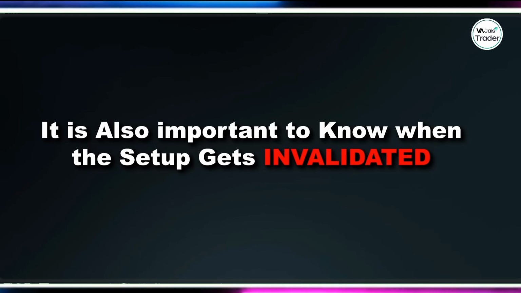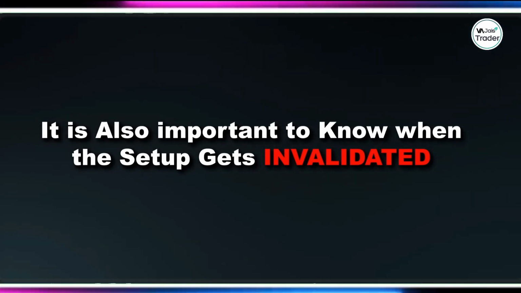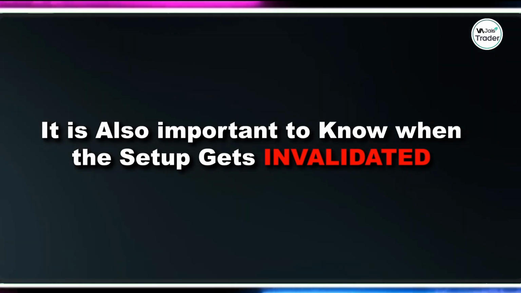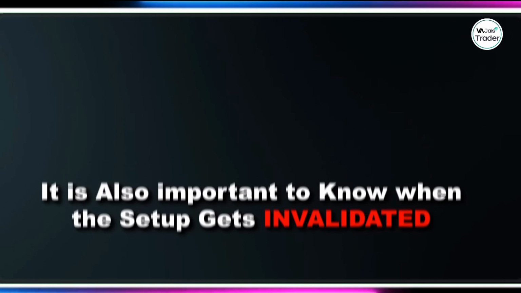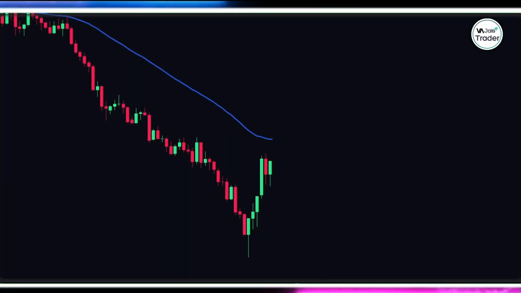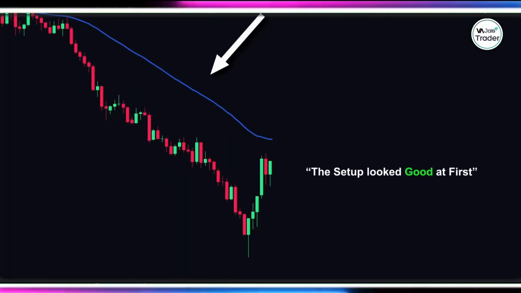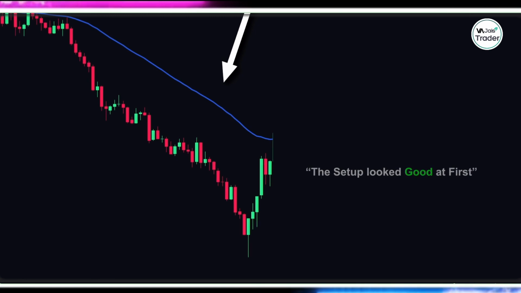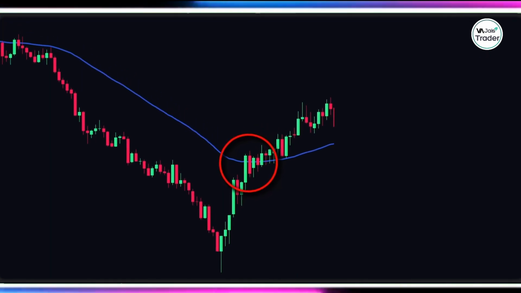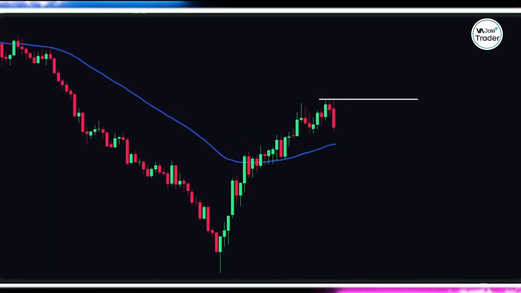Just like knowing when your trade will go well is important, it is also important to be able to recognize when you should cancel a trade, when the setup gets invalidated. That's why I also want to show you this example. As you can see, the setup looked good at first. We were trading below the 50 EMA for a while, we then broke out and price reversed, so I drew a horizontal line at the swing high.